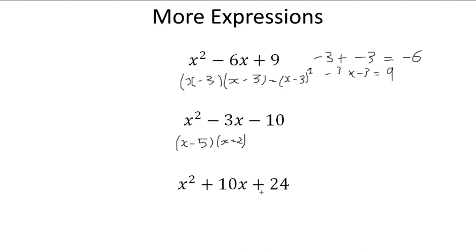For the last one, x squared plus 10x plus 24. In this situation, the two numbers are 6 and 4. And the reason is, if you add 6 with 4, 6 plus 4 is 10, and 6 times 4 is 24. So that's what we have.